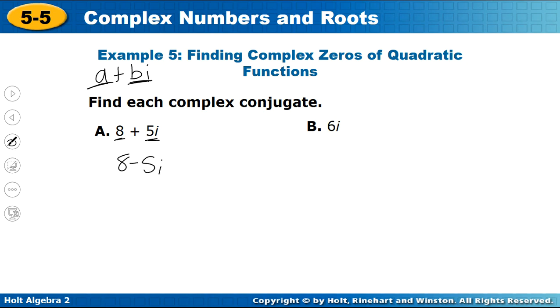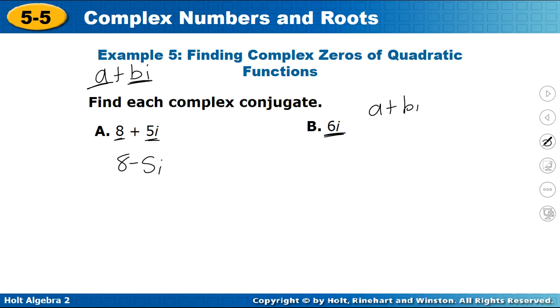And that's it. Alright, so for part B, it's a little different. I still want to make sure I write this in this format, a plus bi, or a minus bi, depending. But what would a be here? Well, if you don't see it, that must mean this is the same as a being 0. So really this number is 0 plus 6i. So that's kind of important to note, because you want to make sure, again, that you're changing the sign correctly. So if I were to change this complex conjugate, it would be 0 minus 6i, or essentially a negative 6i.